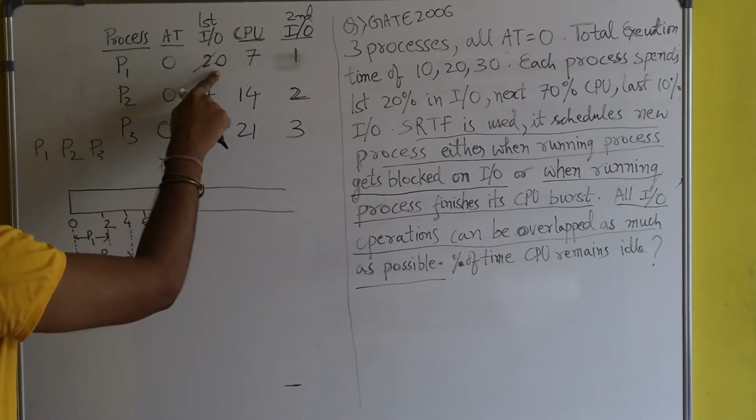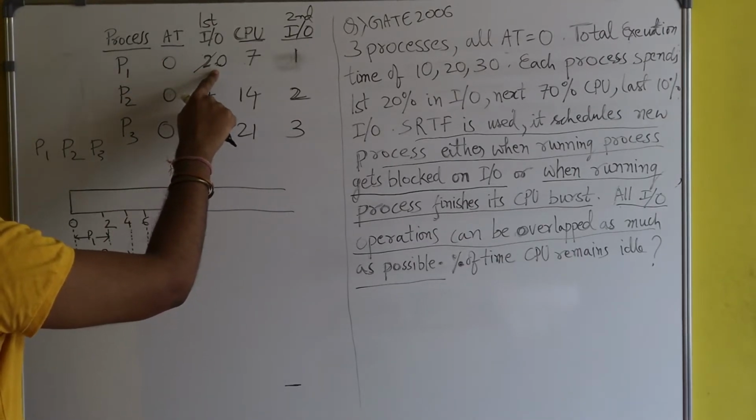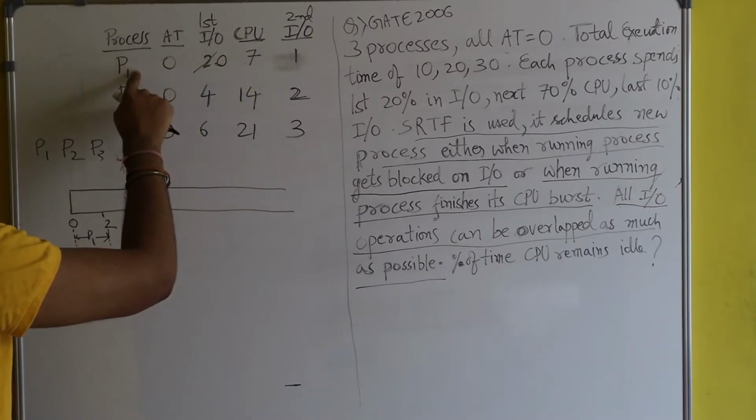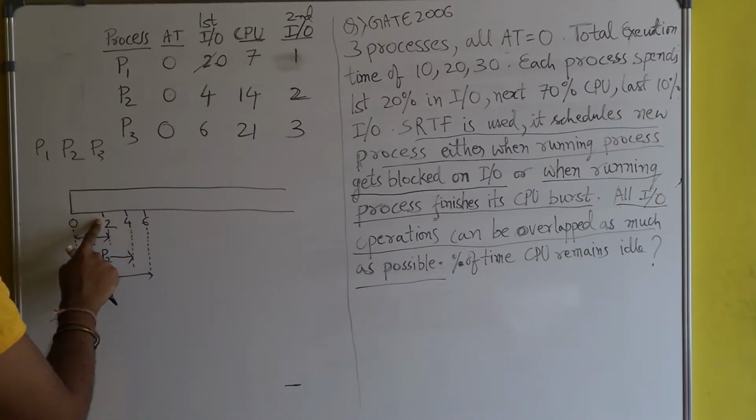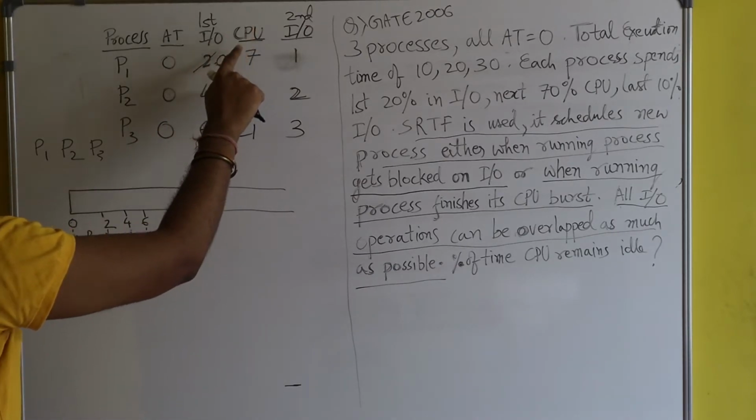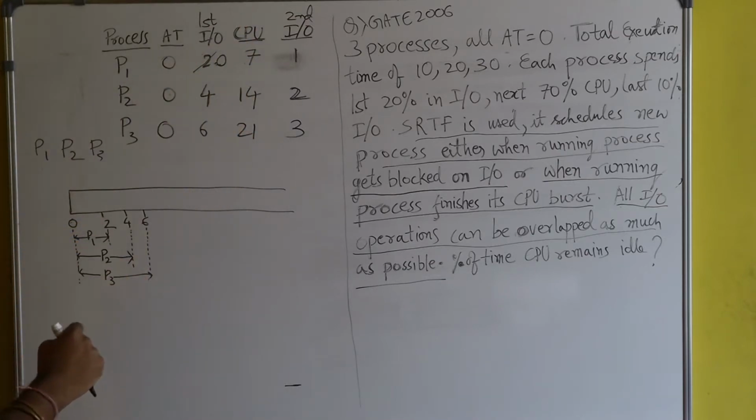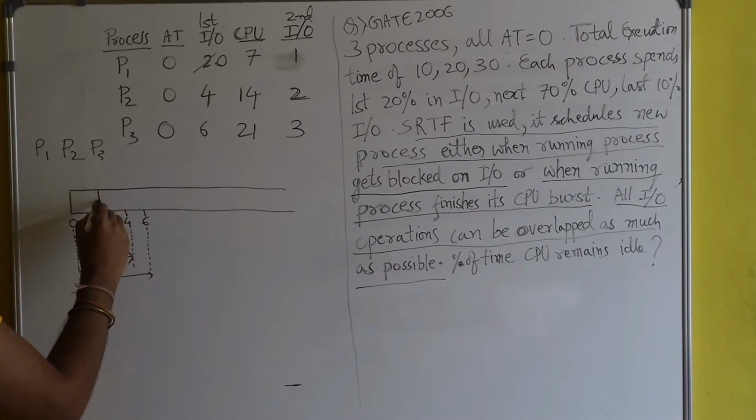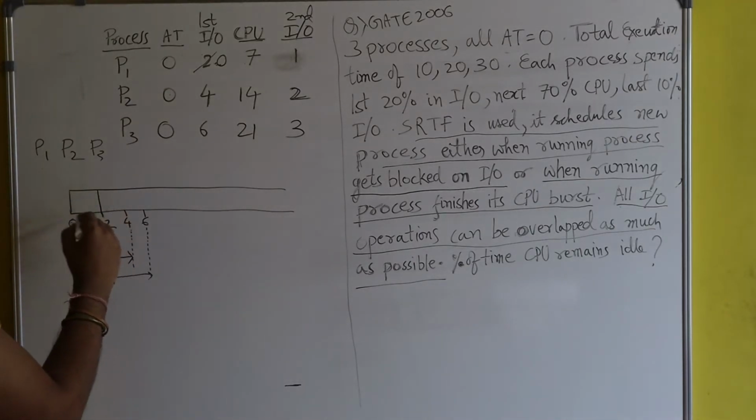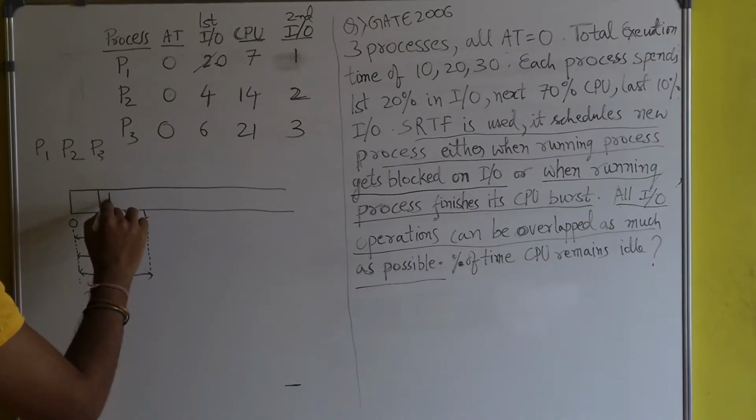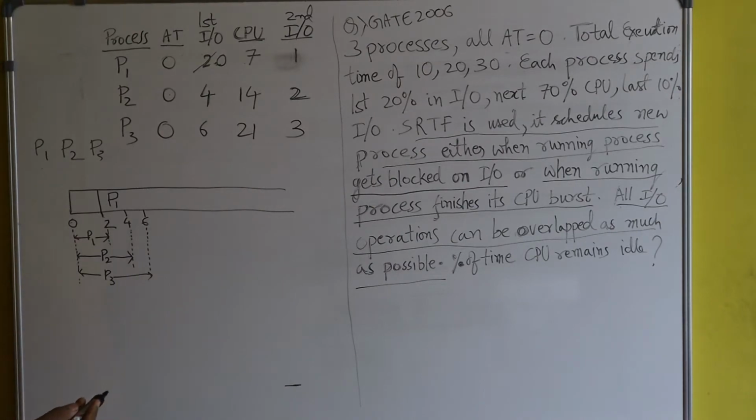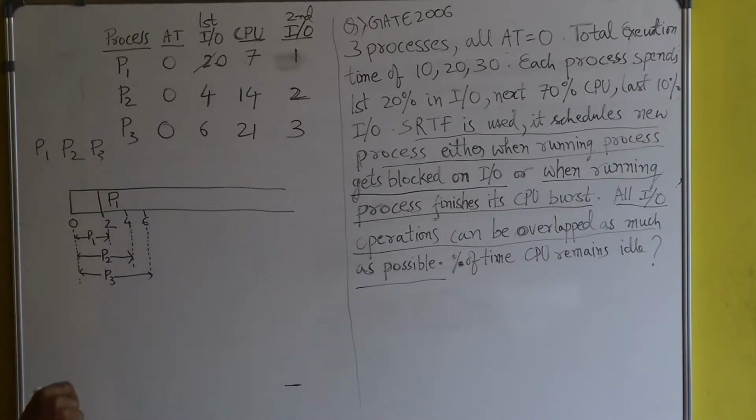After finishing its IO, now P1 will take the CPU. CPU will be given to P1, because after the IO operation, the next operation of process P1 is CPU. So after the completion of IO at 2 seconds, CPU will be given to P1. So now I will write P1. Now P1 is running, because now the CPU is with P1.